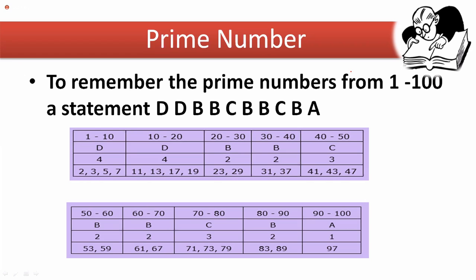30 to 40, there are 2 prime numbers, 31 and 37. 40 to 50, there are 3 prime numbers, 41, 43 and 47. 50 to 60, there are 2 prime numbers, 53 and 59. 60 to 70, there are 2 prime numbers, 61 and 67. 70 to 80, there are 3 prime numbers, 71, 73 and 79. 80 to 90, there are 2 prime numbers, 83 and 89. 90 to 100, there is 1 prime number, that is 97. So remember the prime numbers ranging from 1 to 100.